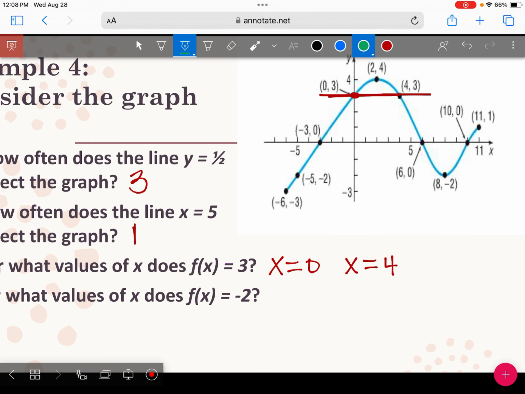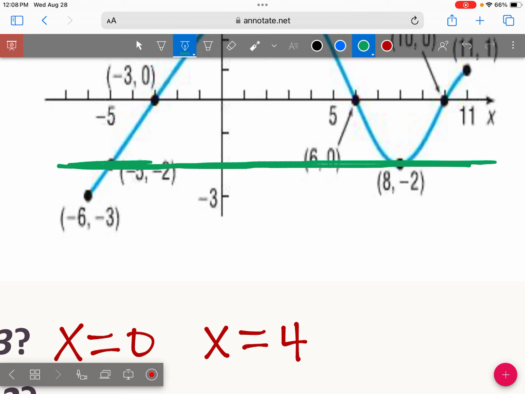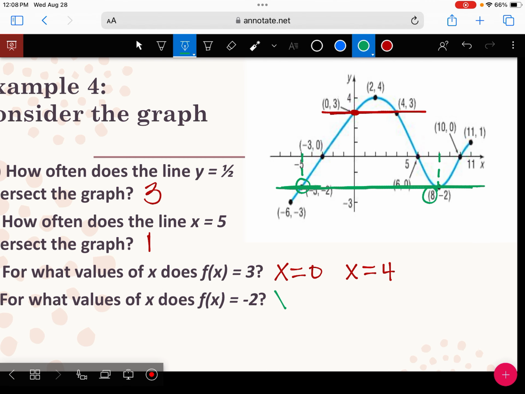Now do the same thing for -2. We're going to draw a line. I like to just draw my horizontal line at -2. So I'm drawing that one in green. If I zoom in, what are the x values where it touches that green line? So we're looking at the x values. So the first x value would be -5, and then the second one would be +8.